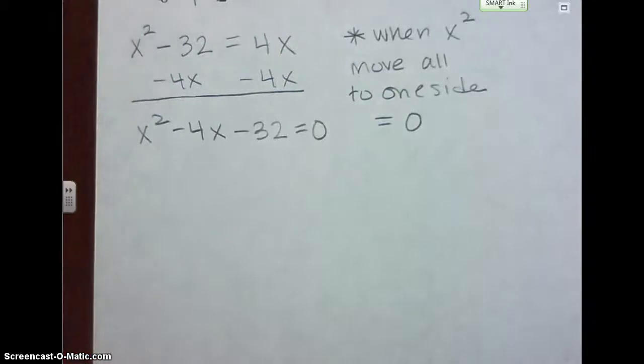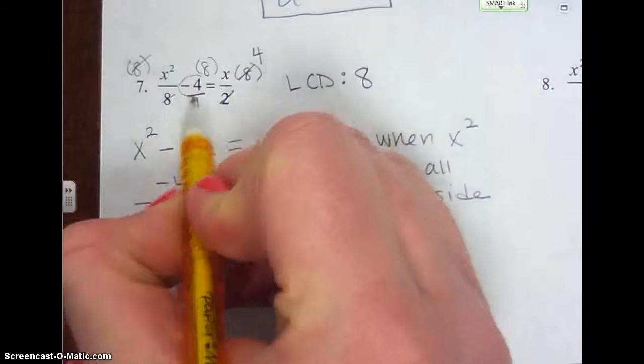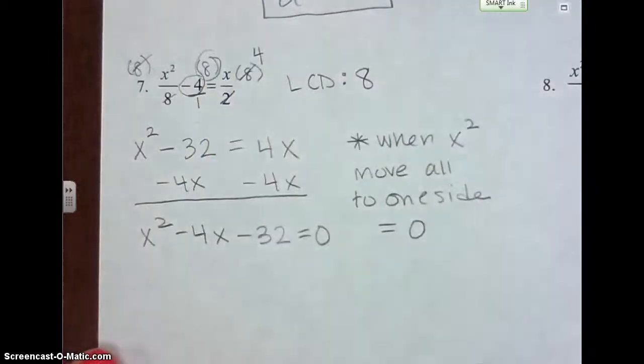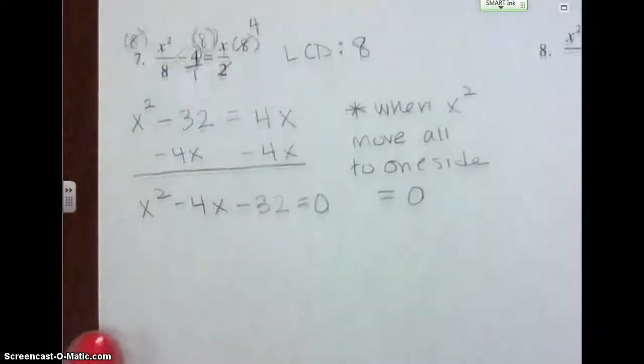Where did I get the 32? The negative 32 comes from here. You have negative 4 times 8. You have to be careful, make sure you don't miss any numbers.